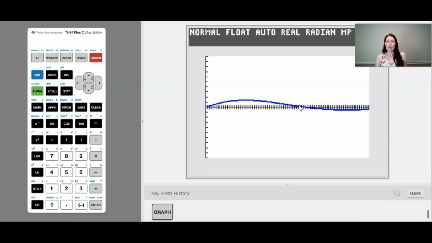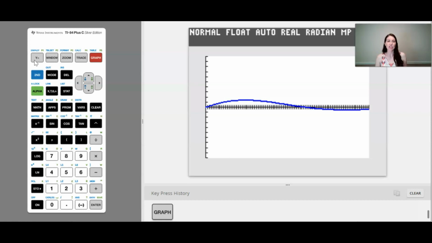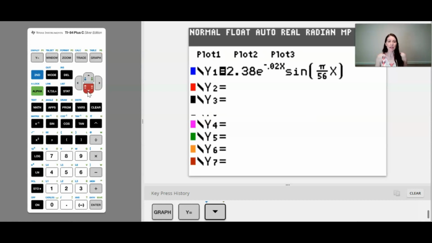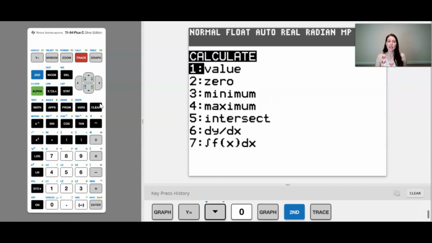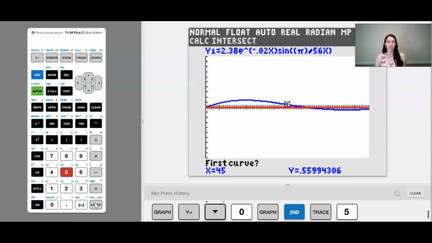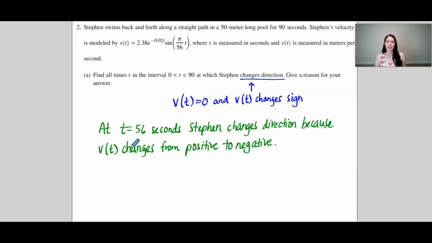I am looking for this spot right around here where velocity equals 0 and velocity changes direction. To calculate this, I like to plug in y equals 0. It graphs this horizontal line, and therefore I can press second trace to calculate the intersection. Pressing enter 3 times, I can see that the intersection occurs at 56. So my answer is at t equals 56 seconds, Stephen changes direction because velocity changes from positive to negative, and we saw that in the graph.